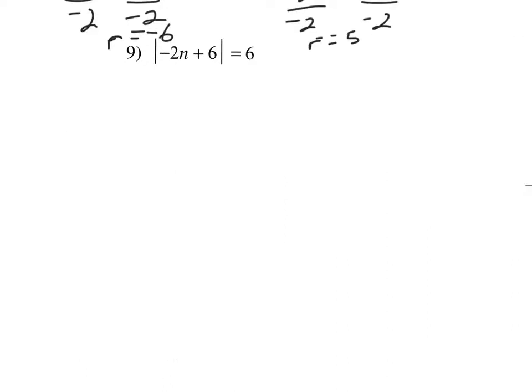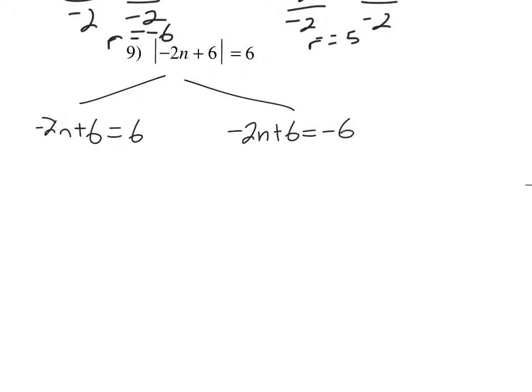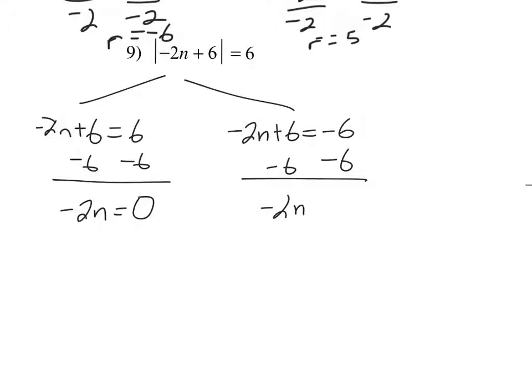Alright, number 9, again, absolute value bars by themselves, so we could just go ahead and immediately split it. So we'd have negative 2n plus 6 equals 6, and negative 2n plus 6 equals negative 6, and then we solve. Subtract 6 on both sides of the first equation, subtract 6 on both sides of the second equation, and you'd get negative 2n equals 0, and negative 2n equals negative 12.